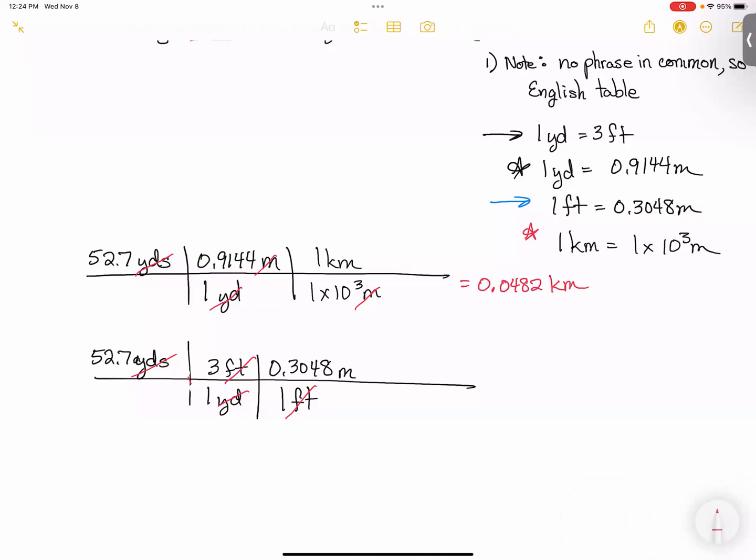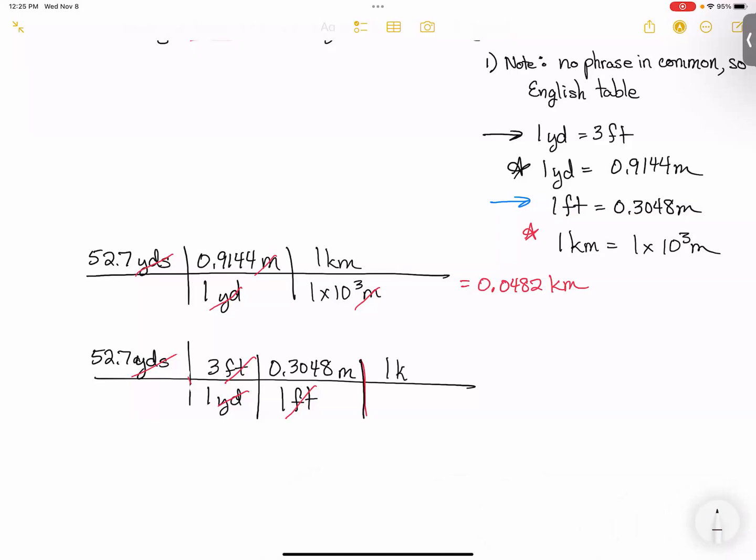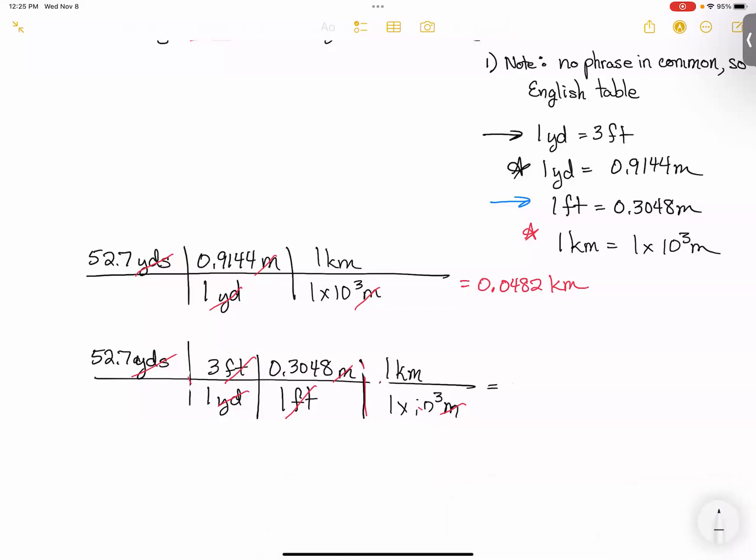Now, because I have meters and I want kilometers and they have something in common, that's where I can go to my original conversion factor that I found earlier. 1 kilometer is equal to 1 times 10 to the third meters, and the meters going into the denominator so that they'll cancel. And when you do so, you still get an answer of 0.0482 kilometers.